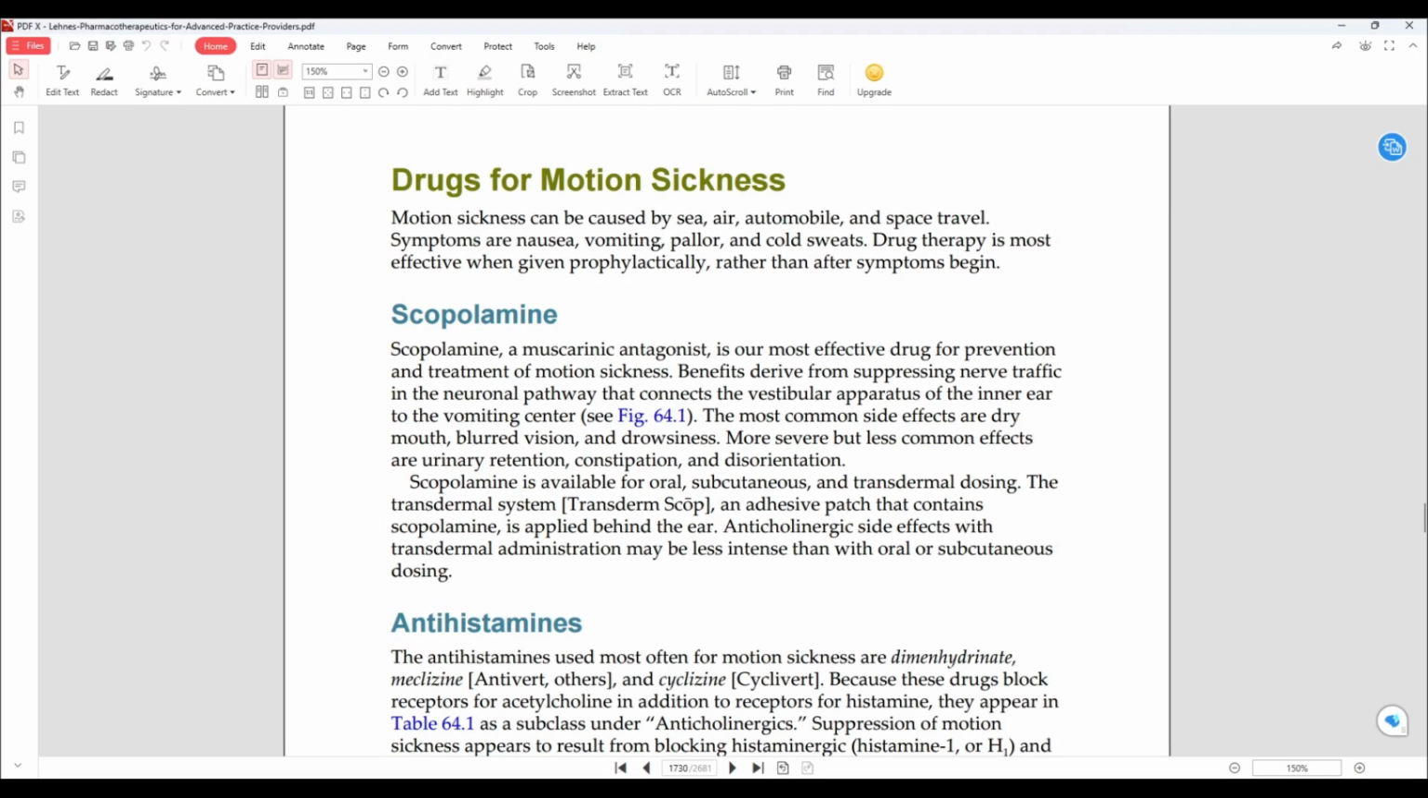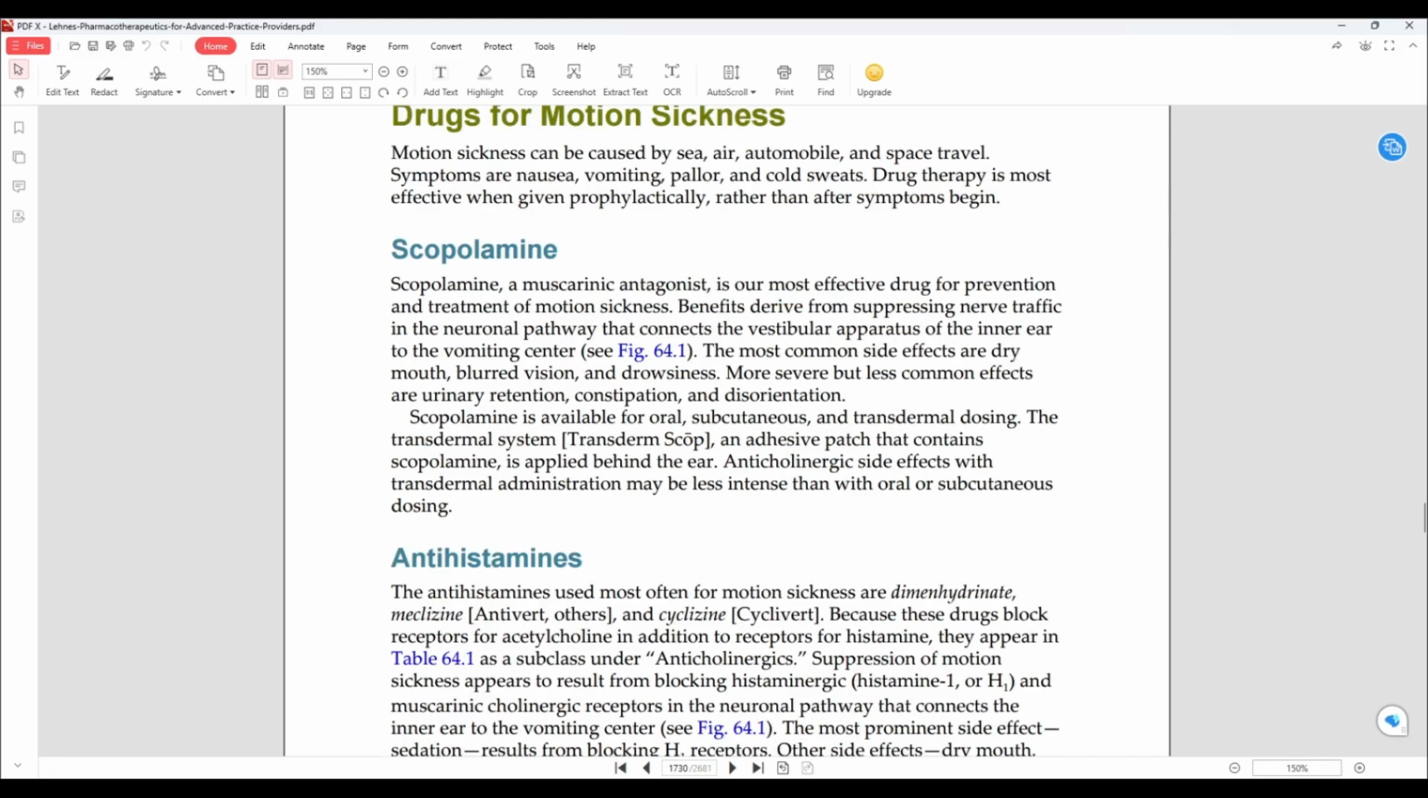Which brings us to drugs for motion sickness. Motion sickness can be caused by sea, air, automobile, and space travel. Symptoms are nausea, vomiting, pallor, and cold sweats. Drug therapy is most effective when given prophylactically rather than after symptoms begin.